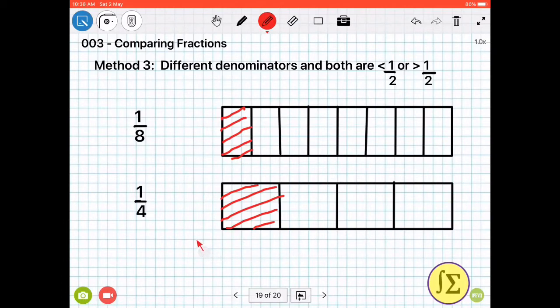So the rule is, when you have different denominators but the numerators are the same, to determine the smaller fraction, look at the denominator. The larger the denominator, the smaller the fraction is, right? This does not apply only when the numerators are 1, right? Even if we have 3 over 8 and 3 over 4, the numerators are the same. All we have to do is look at the denominator, right? So the denominator will tell you whether the fraction is larger or smaller.